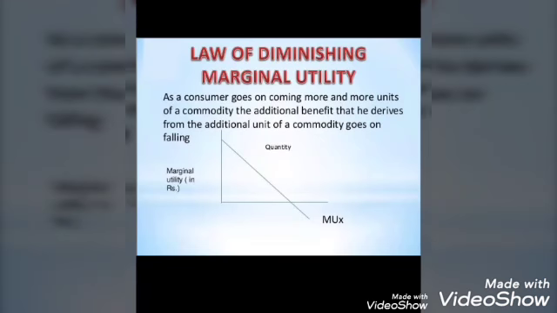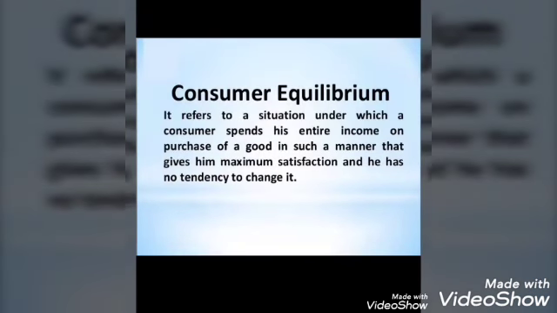The next concept that arises is consumer equilibrium. Consumer equilibrium is the point of maximum satisfaction when spending his income across different goods. In other words, we can say that the consumer is in equilibrium when he allots his given income to the purchase of different goods in such a manner that his total satisfaction is maximized.